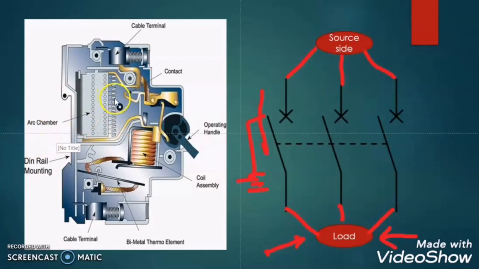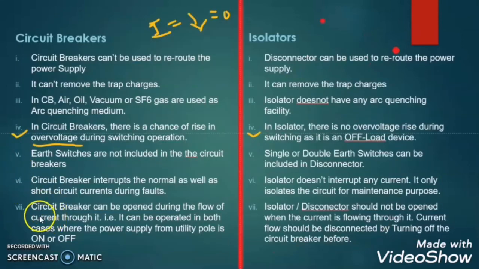So the circuit breaker can protect the circuit and the load from the short circuit and overload condition, and the isolator just breaks the circuit and makes the circuit at offload condition. So this is the difference.